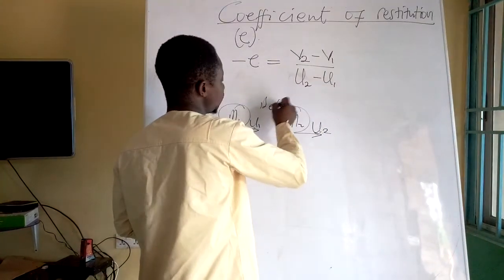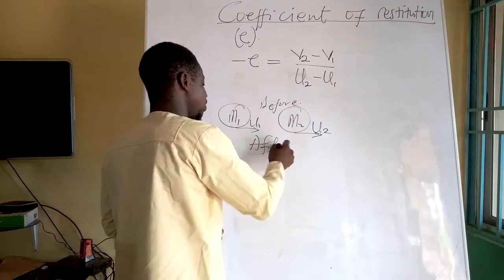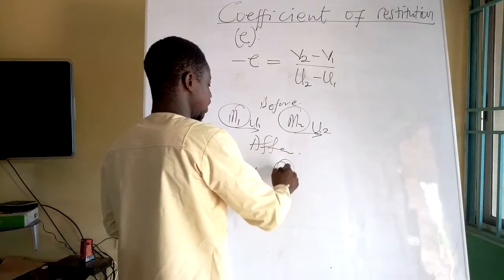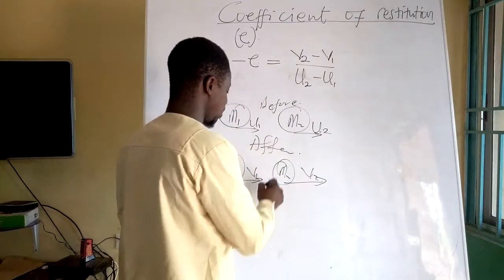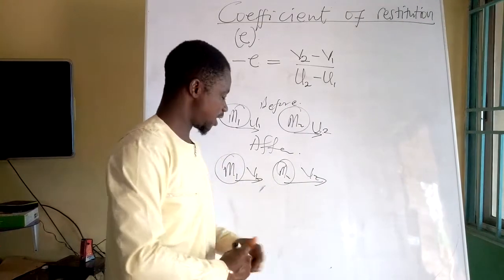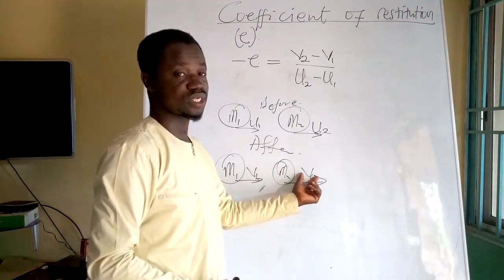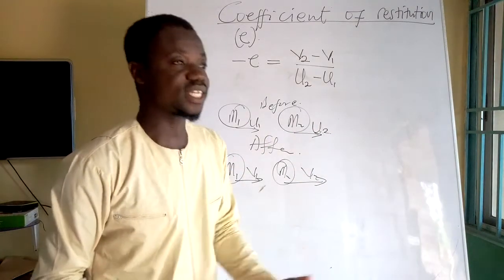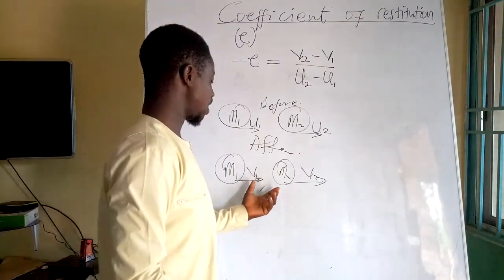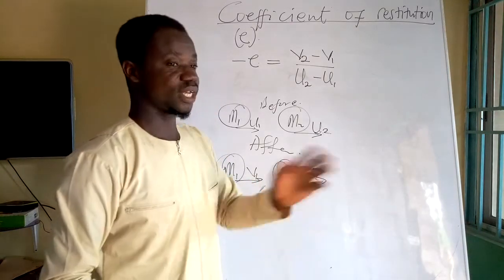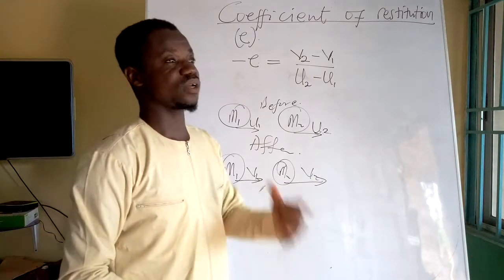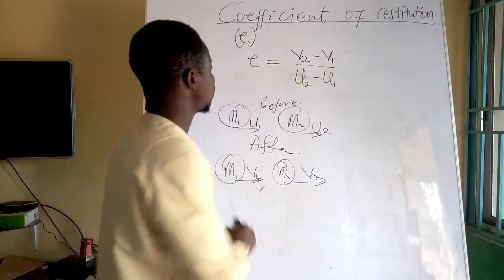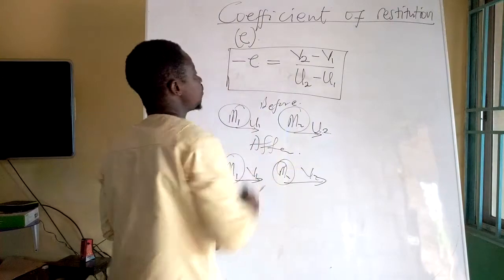So this is before. Now, after collision, we get M1 going with V1, and then M2 going with V2. After collision, they will have velocities V1 and V2. Before collision, they have velocities U1 and U2. So the ratio of the difference in velocities after collision to the difference in velocities before collision, that is what gives us the coefficient of restitution. So this is the definition for coefficient of restitution.